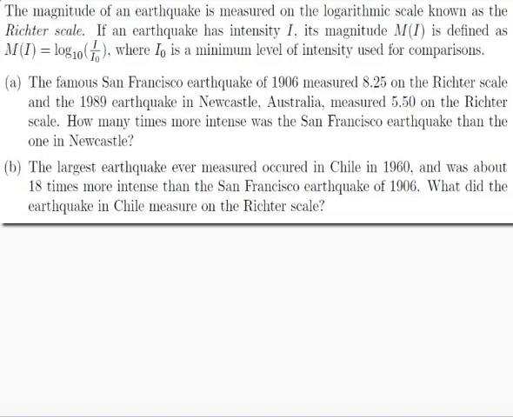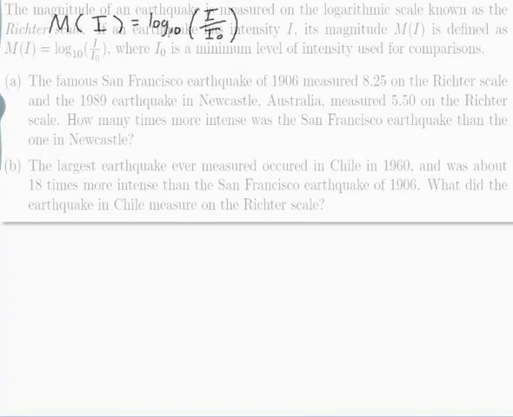The magnitude of an earthquake is measured on the logarithmic scale known as the Richter scale. If an earthquake has intensity I, the magnitude m of I is defined as m of I is equal to log base 10 of I on I0, where I0 is the minimum level of intensity used for comparison. Alright, before I keep reading that question, I think I'll write that down. M of I is equal to log 10 I on I0. Okay, I can keep reading the question now.